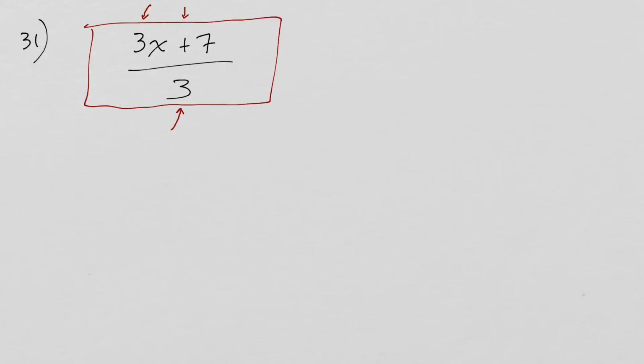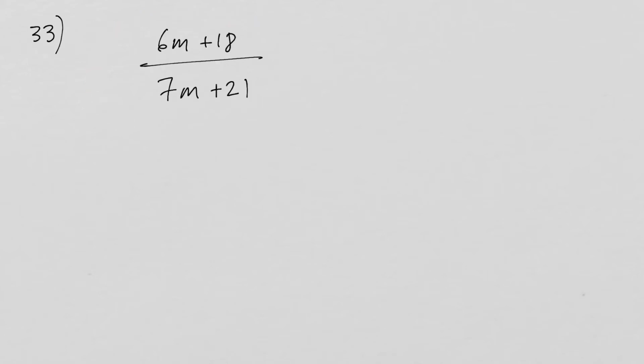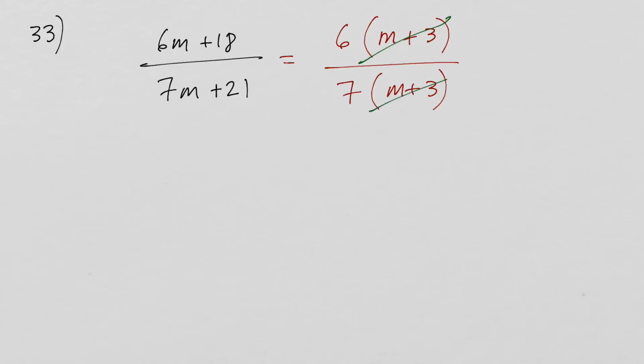So we're done. In order to cancel, we have to be thinking about factors. So we have to start by factoring this. We'll take a 6 out of the top, and it leaves behind an m plus 3. We'll take a 7 out of the bottom, and it leaves behind an m plus 3. These are now common factors that can be canceled from the top to bottom, so our final answer is going to be 6 over 7.